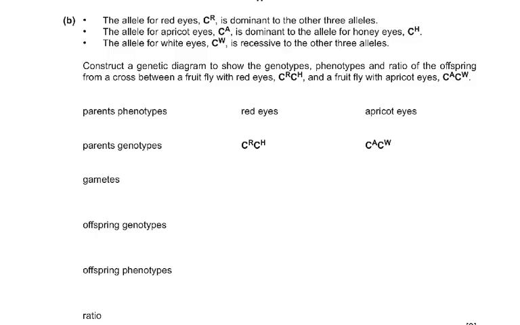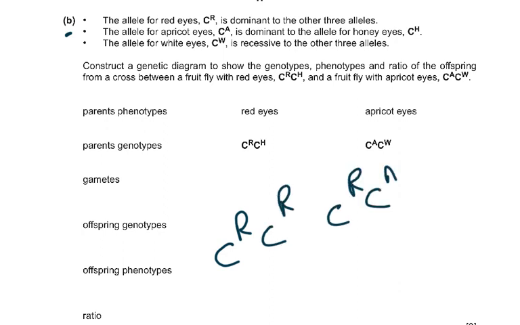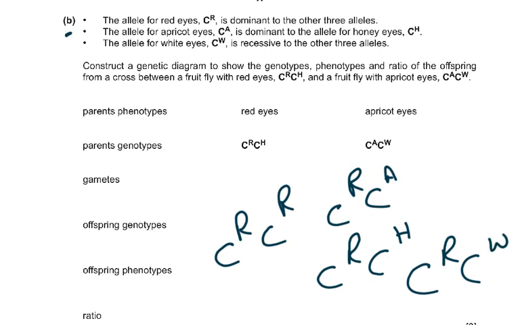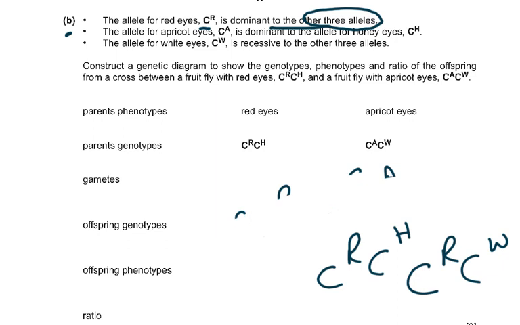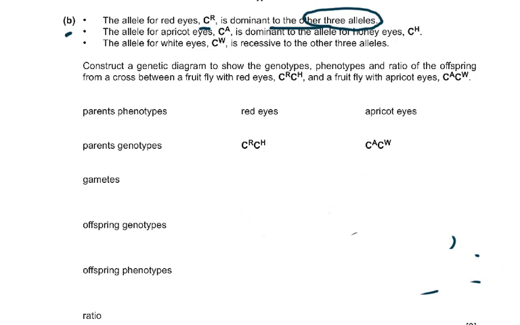Now, looking at the B part of the question, the allele for red eye, CR, is dominant to the other 3 alleles. So that means CRCR will be red as well, CRCA will be red as well, CRCH will be red as well, and CRCW will always be red. Why? Because it said the allele for red, CR, is dominant to the other 3 alleles. So you must do this exercise in understanding that it is dominant to the other 3 alleles. This is something which I just did with you.